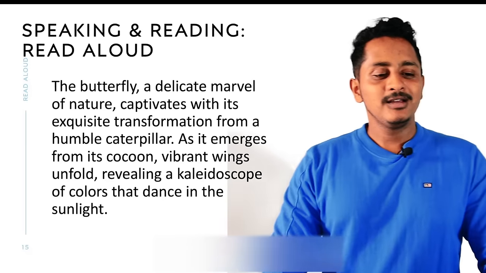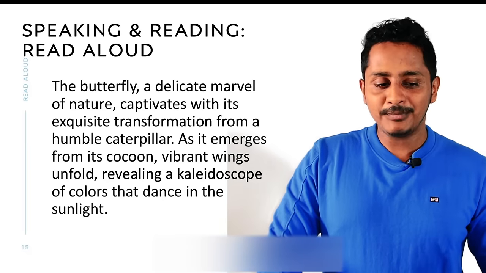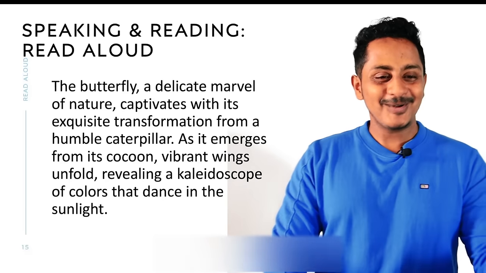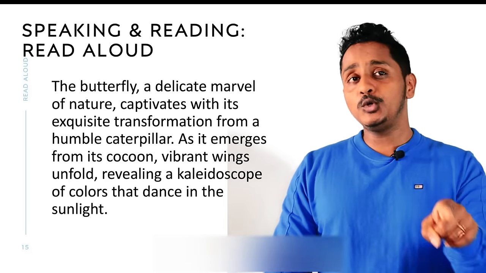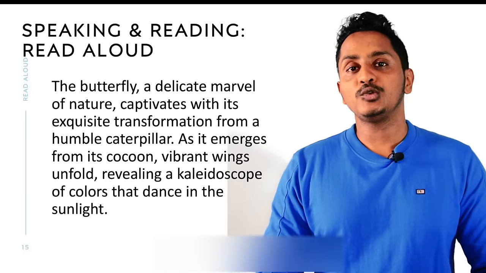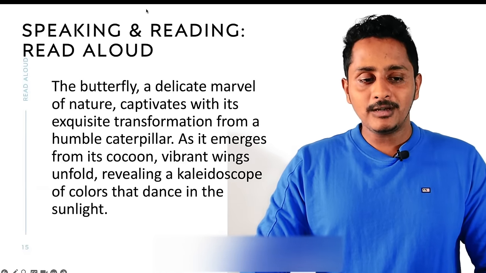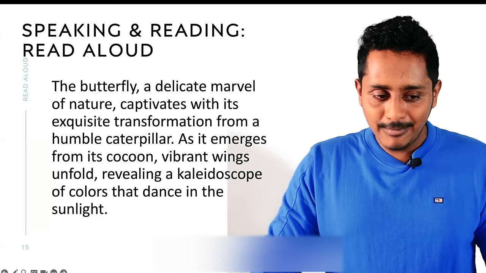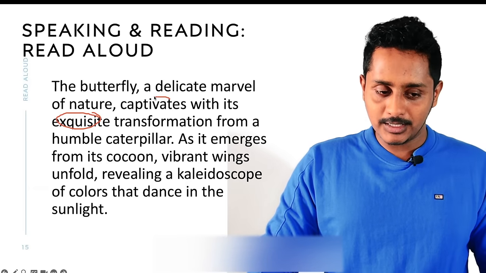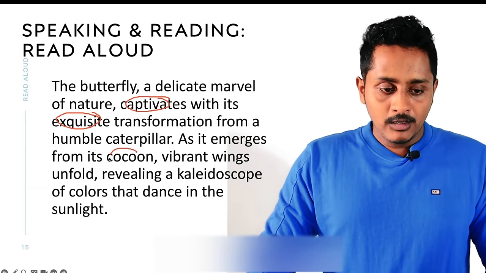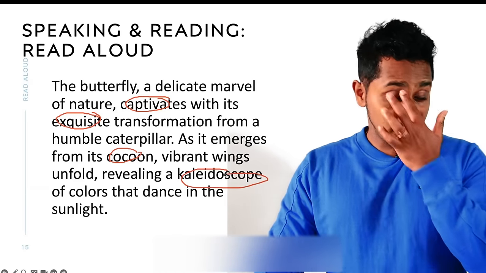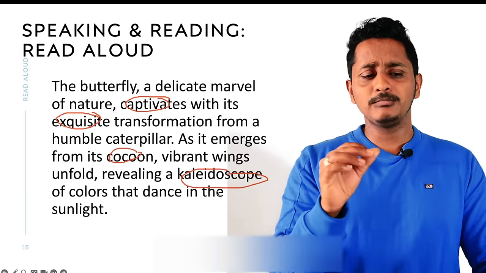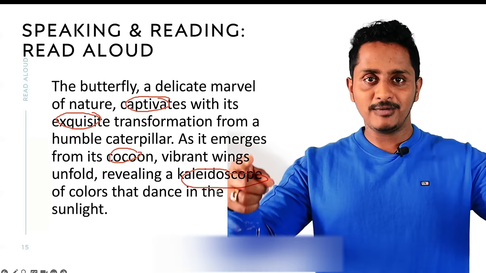So how to speak? The butterfly, delicate of nature, captivates with its exquisite. Sorry on that. Probably I was not watching. I'll start from the beginning. But if you do this, definitely you're going to lose a lot of marks. Whenever I was about to show you that I'm going to skip the word, probably I fell into my own trap. I'm going to skip this word. I'm going to skip all these words. Will it cost me some marks? No. Fumbling should be zero. It should not happen. You should be very fluent.